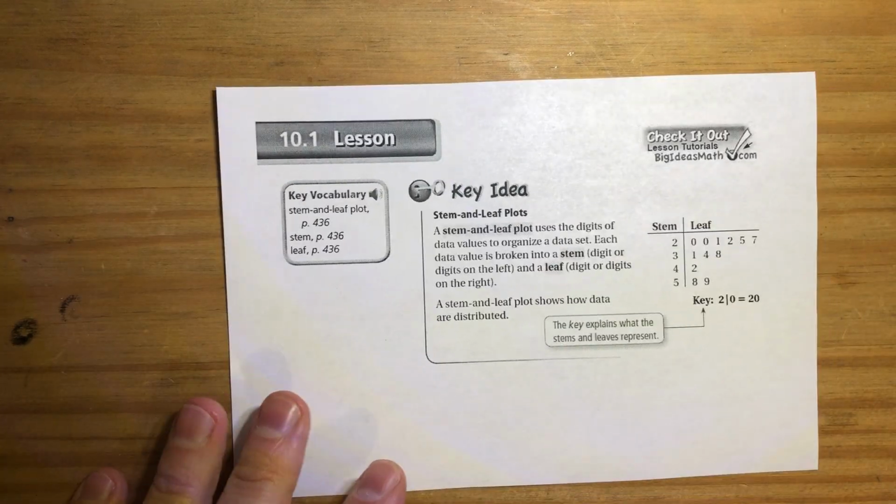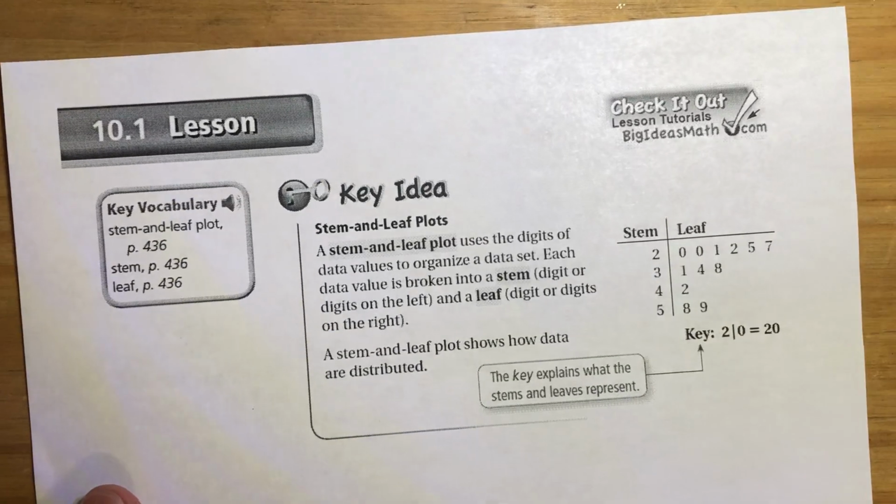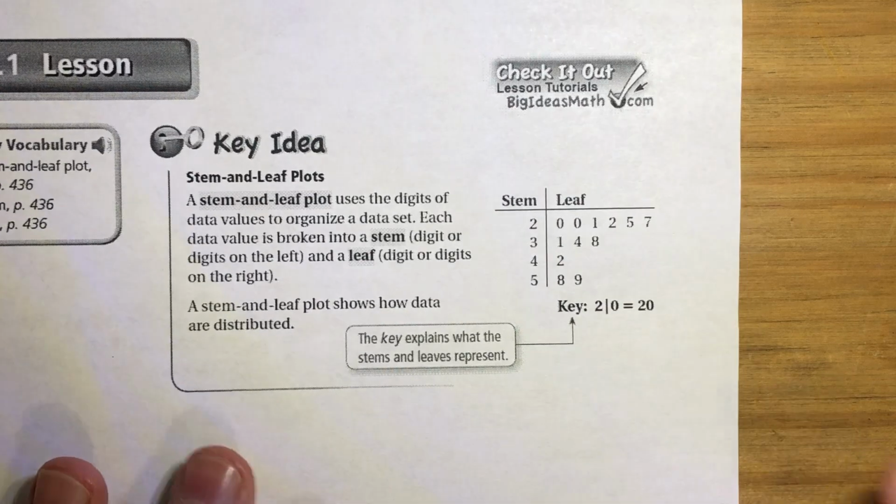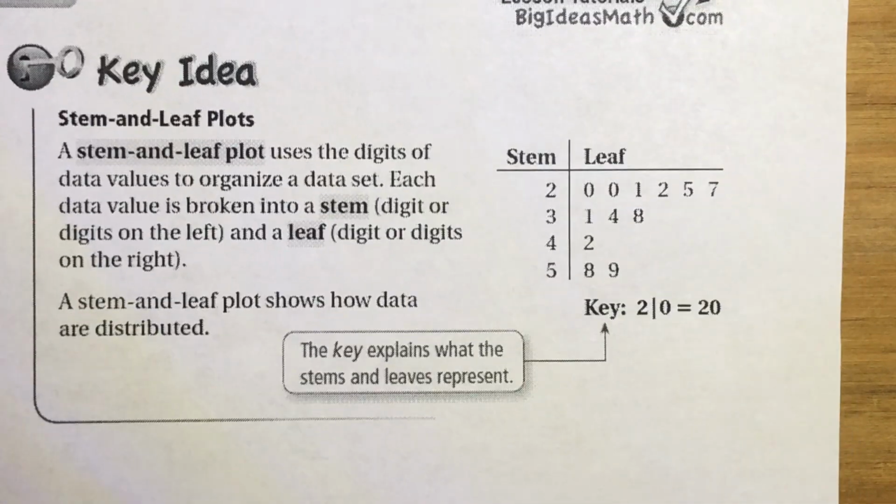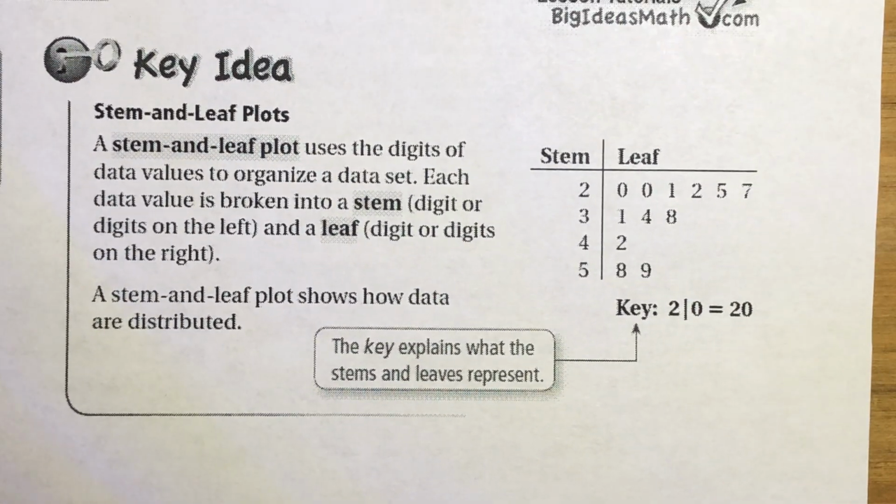So a stem and leaf plot, I'm going to zoom in for you real quick on that. It uses the digits of each data value to organize a data set. Each data value is broken into a stem, which is the digit or digits on the left, and a leaf, which is the digit or digits on the right. A stem and leaf plot shows how data are distributed.